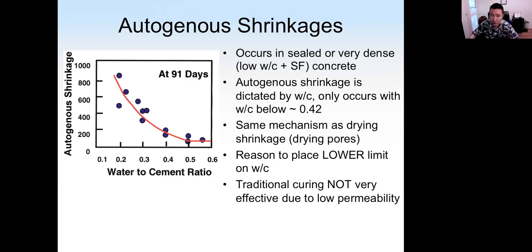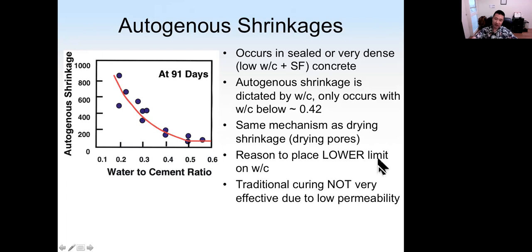And autogenous shrinkage is dictated by water cement ratio. It only occurs when the water cement ratio is below around 0.42. And it has the same mechanism as drying shrinkage, which is the drying of the pores. The difference is that for drying shrinkage, the drying of pores is due to evaporation, so the water goes to the air. For autogenous shrinkage, the drying of pores comes from self-desiccation, the drying of pores due to hydration.